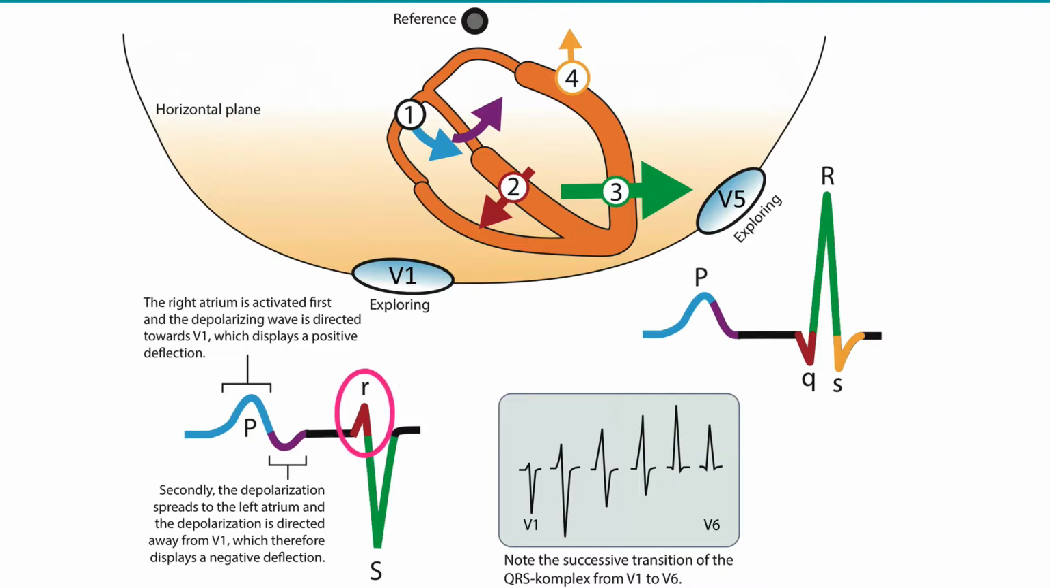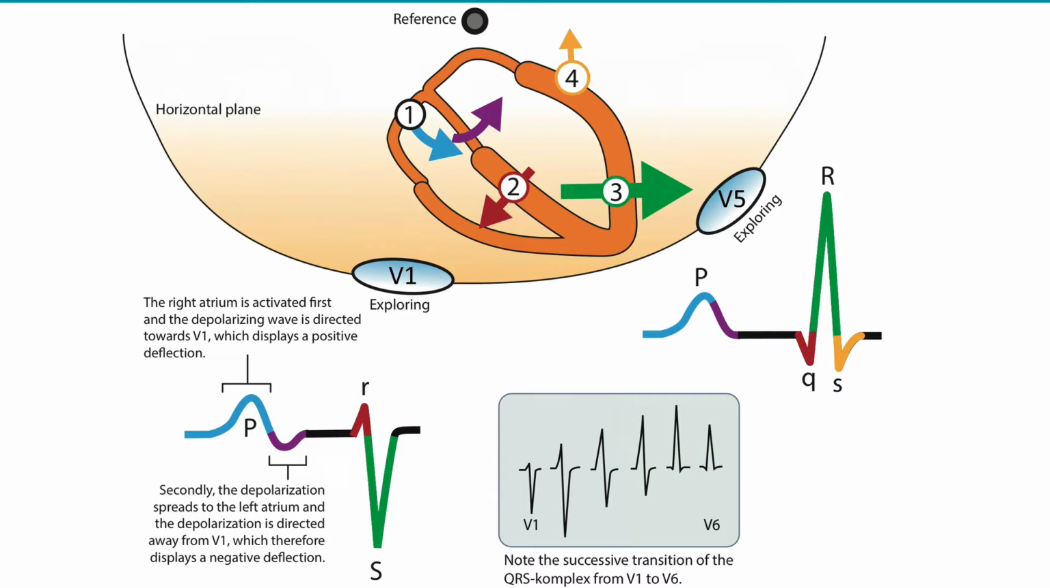V5, on the other hand, will display a negative wave. And you should note, in V5, this wave is defined as a Q wave because it is negative. But in lead V1, the same electrical vector yields a positive wave, which is defined as an R wave. So the R wave in V1 and the Q wave in V5 are actually generated by the same electrical current, but that current is being viewed from two opposite angles.